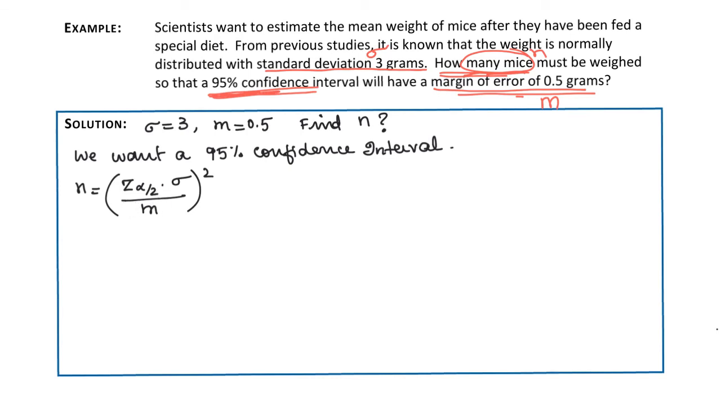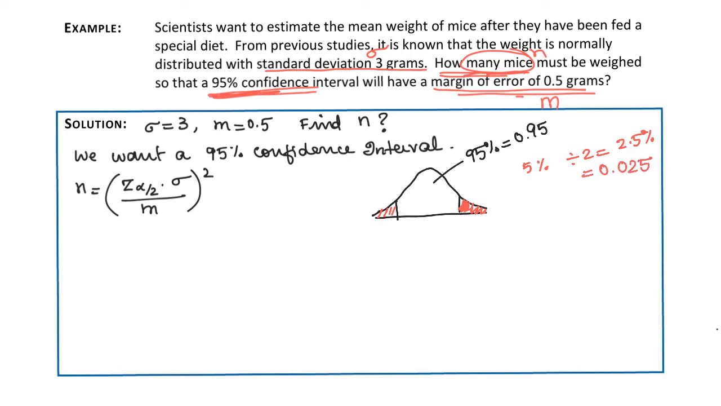So first find the critical value at 95% confidence. So this is 95%, that means 0.95. The remaining two areas, the sum of these two areas, will be 5%. So each one will be 5% divided by 2, that is 2.5%, or in decimal 0.025. So this area is 0.025. So the area to the left of this z score, or the critical value z alpha over 2, is 0.025 plus 0.95, that is 0.975.